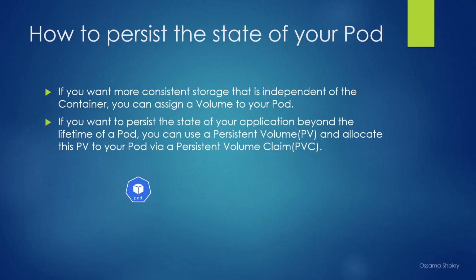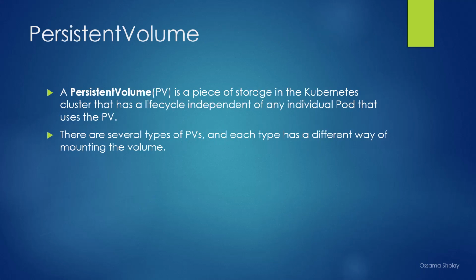If you want to persist the state of your application beyond the lifetime of a pod, you can use a persistent volume, PV for short, and allocate this PV to your pod via a persistent volume claim, PVC for short. A persistent volume PV is a piece of storage in the Kubernetes cluster that has a life cycle independent of any individual pod that uses the PV.